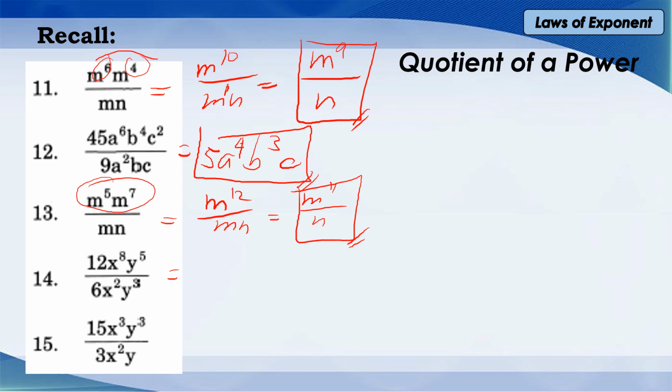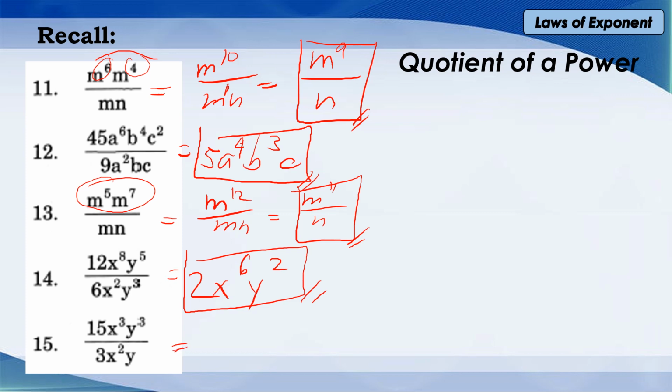Next, 12 divide 6, that is 2. 8 divide 8, x raised to 8 divide x squared, x raised to 6, because 8 minus 2. 5 minus 3 naman, that is 2. Therefore, we have y raised to 2. Be careful kasi kapag pansinin, dapat lagi mas mataas ito to make it a whole number. Pero kapag mas mataas siya nasa baba, yung denominator, yung exponent niya, mananatili siya dun sa baba.